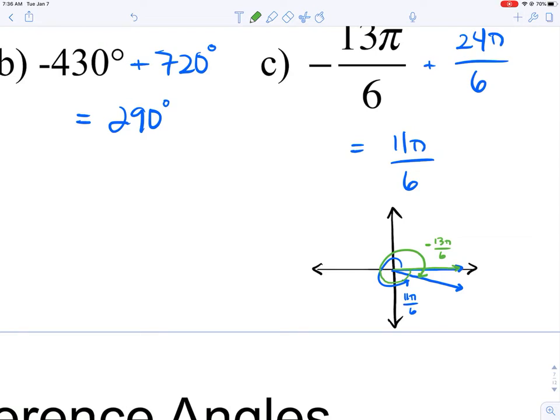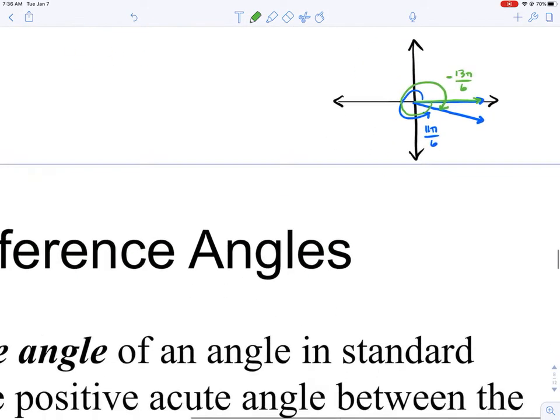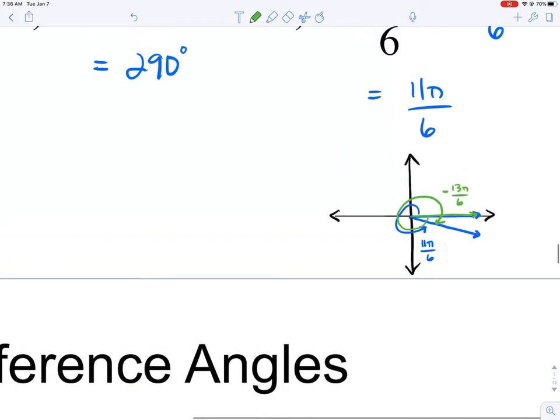So if we wanted to evaluate tangent of negative 13 pi over 6, we could find the coterminal angle, which would be 11 pi over 6. 11 pi over 6 does lie on the unit circle. So then tangent of 11 pi over 6 would be root 3 over 3. Sorry, negative root 3 over 3.